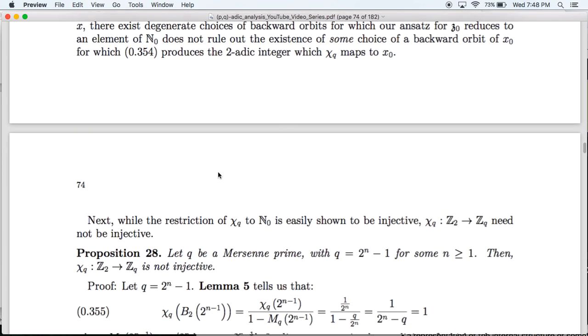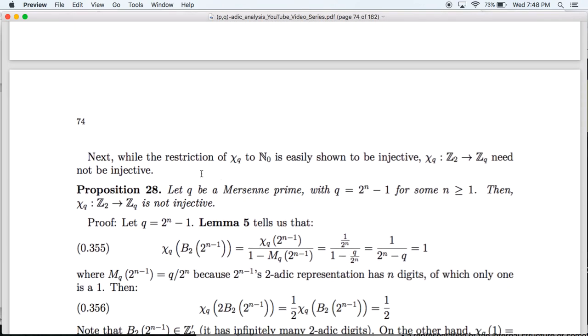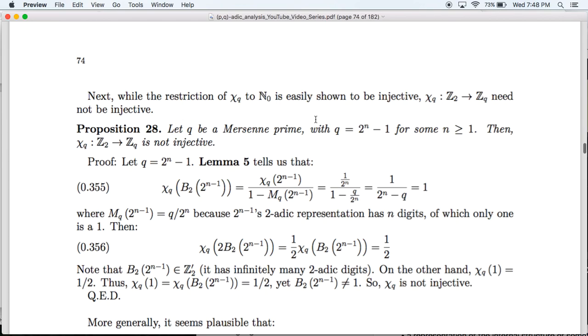Also, another issue of interest and relevance to all this is that while it's easy to show from the functional equation that the restriction of chi q to N0 is injective, indeed Tao comments as much in his paper, the extension to the two-adics is no longer going to necessarily be injective. And so as an example, let q be a Mersenne prime with q equals 2 to the n minus 1 for some n greater than or equal to 1, then we can prove that chi q on Z2 is not injective. So let q equals 2 to the n minus 1.